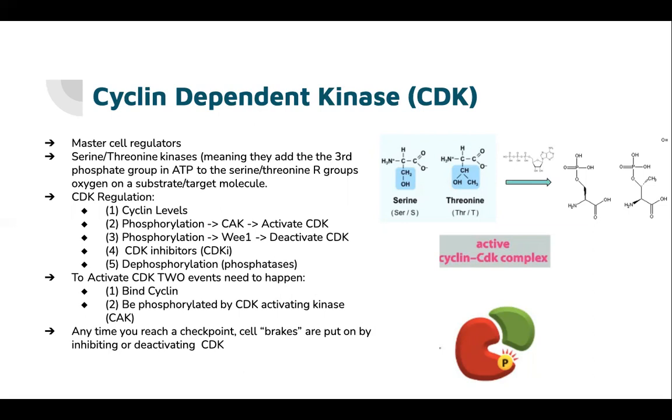To activate CDK, two events need to happen. It needs to be bound to cyclin, and it also needs to be phosphorylated by the CDK activating kinase. So just binding cyclin is necessary, but it's not sufficient for it to be active. Anytime we reach a checkpoint, cell brakes are put on by inhibiting or deactivating CDK. And if it's stalled for too long at any one point, like S phase or G2, it's going to be signaled for apoptosis. It doesn't wait for long periods of time to get everything it needs.